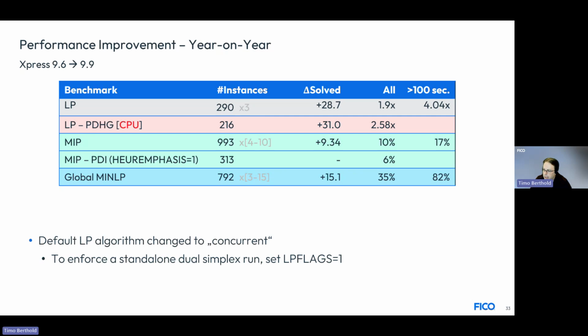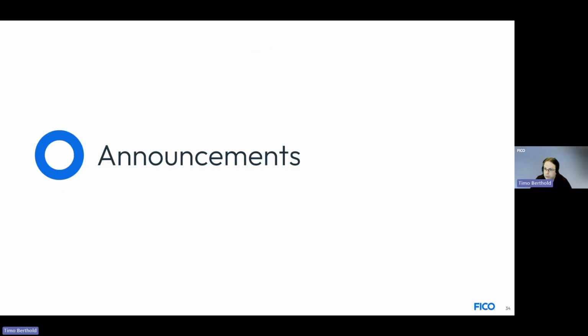And the speedup of the LP in the first row, so this is a bit artificial, mostly comes from us changing the default out-of-the-box algorithm to be concurrent now instead of dual simplex. So that also means if you are an LP user and you like your default dual simplex as it was so far, you might want to change the LP flex control now to continue using dual simplex exclusively. And the final note, there is no number for PDHG on GPU here because we introduced it less than a year ago, so no year-on-year improvements.